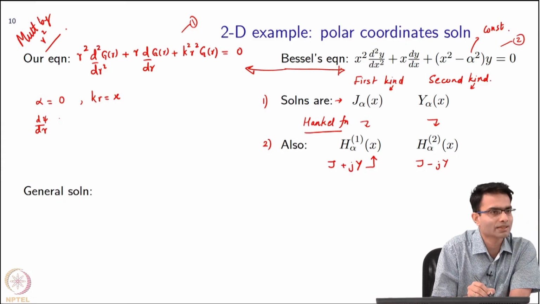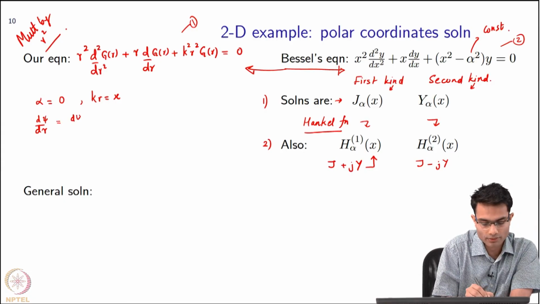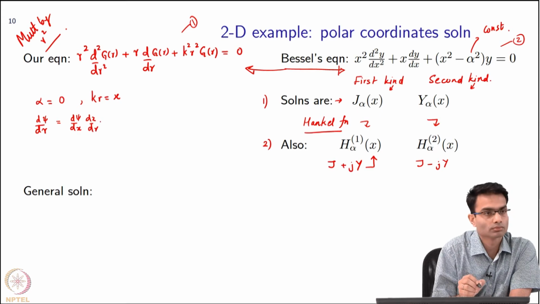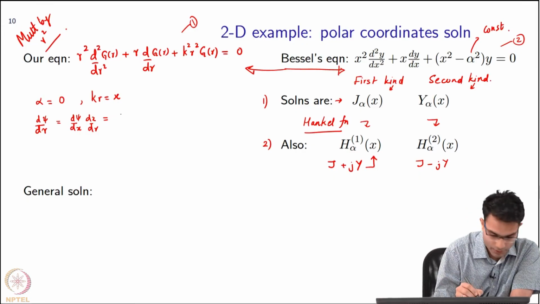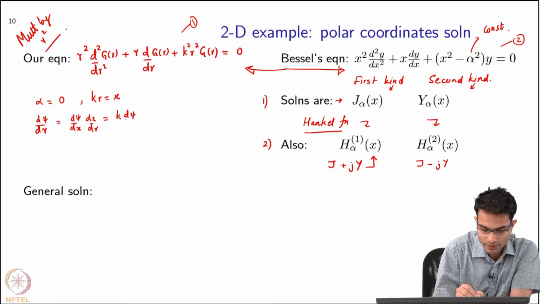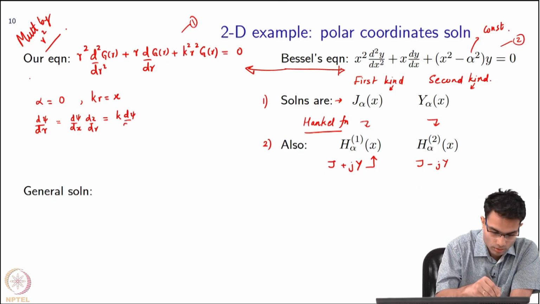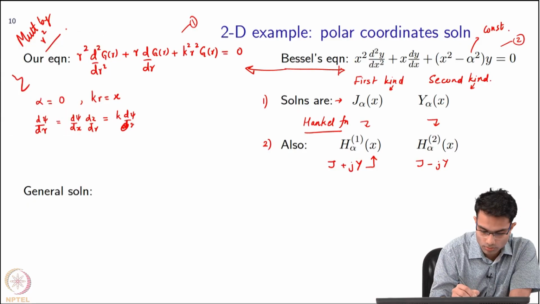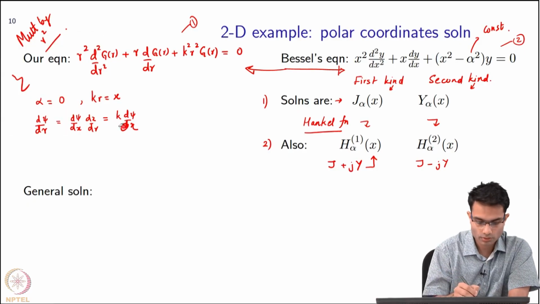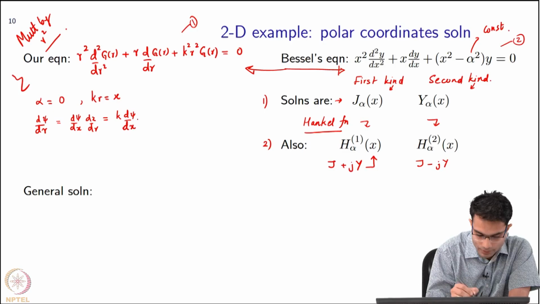D psi by dr. Psi is any function. I can write it by chain rule as d psi by dx, dx by dr, right? And this becomes what? Dx by dr, right? So that becomes a k, right? So this becomes k d psi by dx.